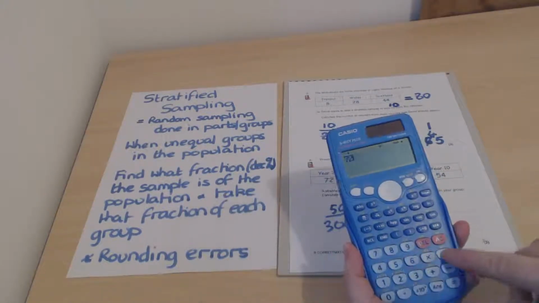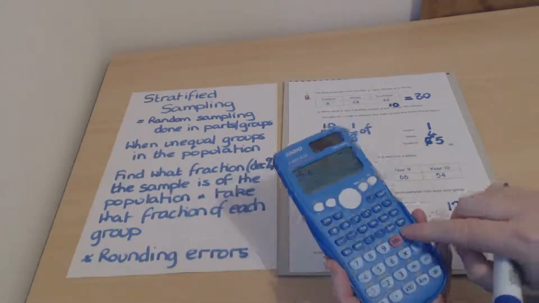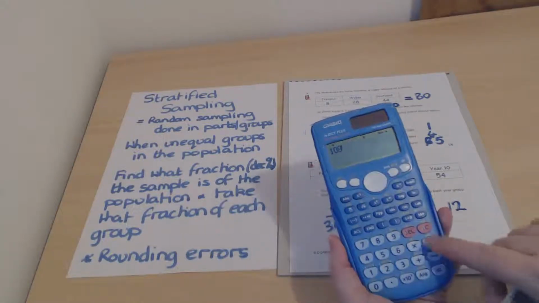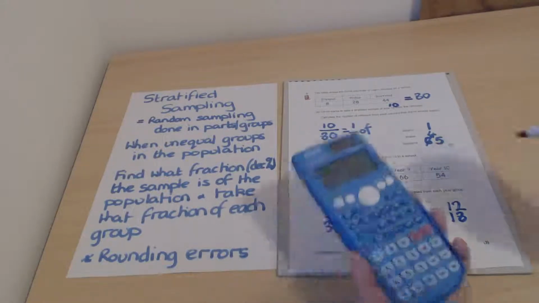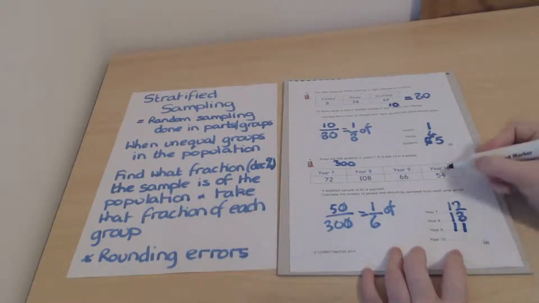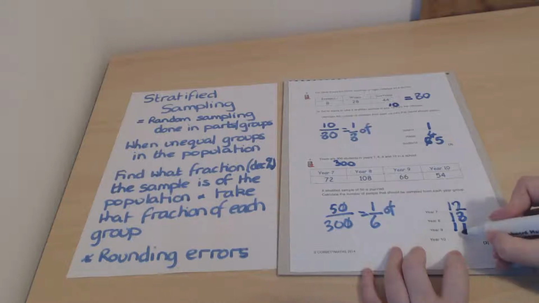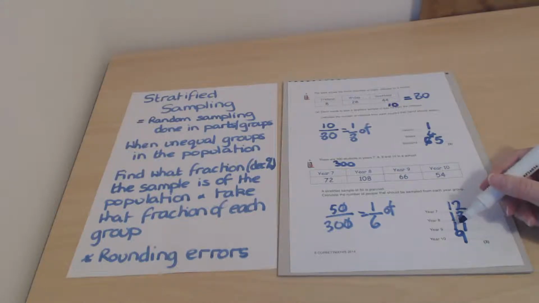So 72 divided by 6 is going to give us 12 for year 7. Then 108 divided by 6 is going to give us 18 for year 8. 66 divided by 6 is easy, that's 11 for year 9. And 54 divided by 6 is 9. Now, because we didn't do any rounding here, I don't really need to check the adding up there, but sometimes it can be worth it. So 12 and 18 is 30, and 11 is 41, and 9 makes 50.